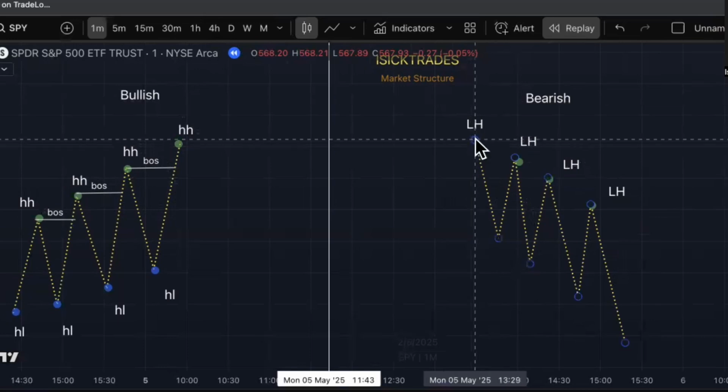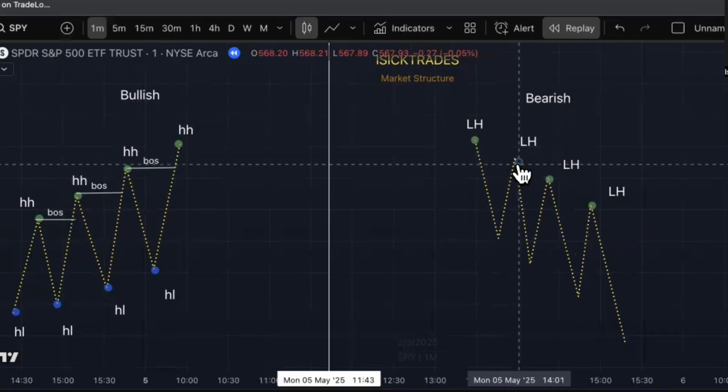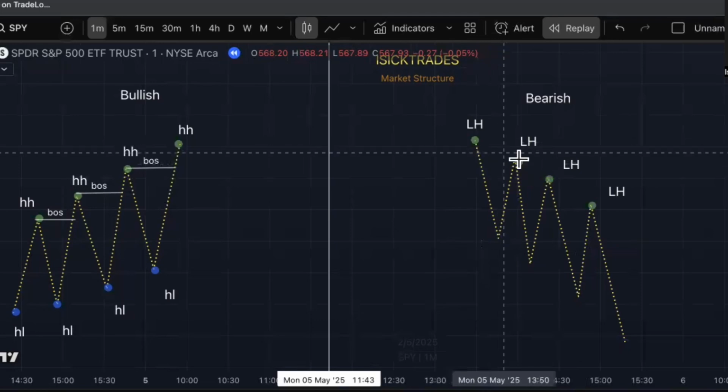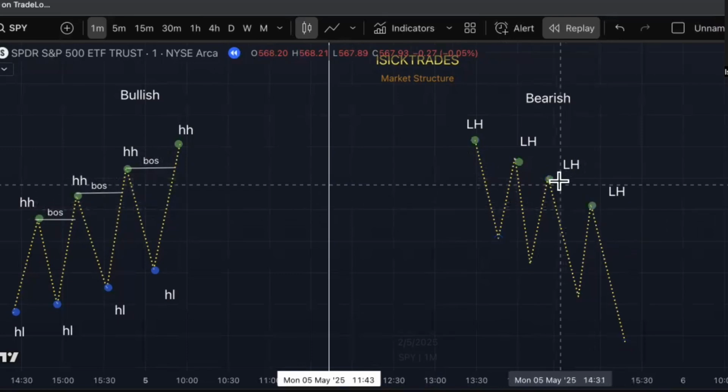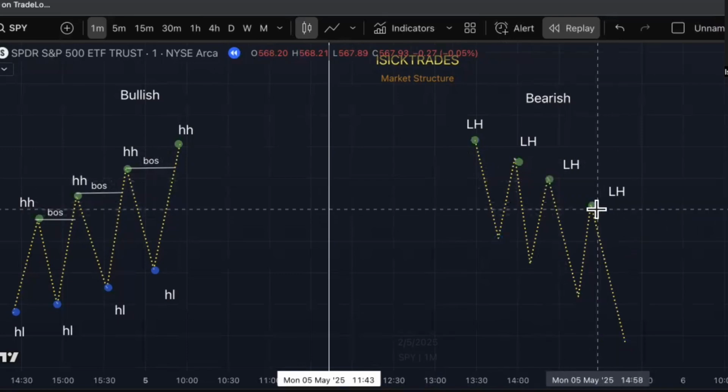So look, you have a lower high. Then you had the new high, which is lower than the previous high, making this a lower high. And the new high lower than this previous high, making this a lower high. And then lastly, this lower high lower than this previous high, making this a lower high.